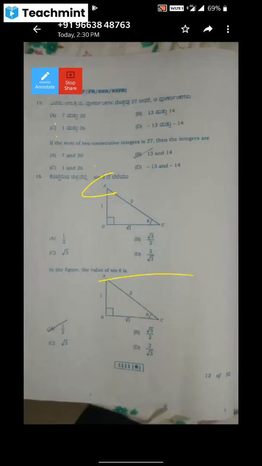So 15th one, if the sum of two consecutive integers is 27, then the integers are. Sum, they said, so just add two consecutive terms. So 13 and 14 becomes 27, but minus 13 and minus 14 becomes minus 27, but they have given the sum of the integers as plus 27. So option B is the right answer for that question.